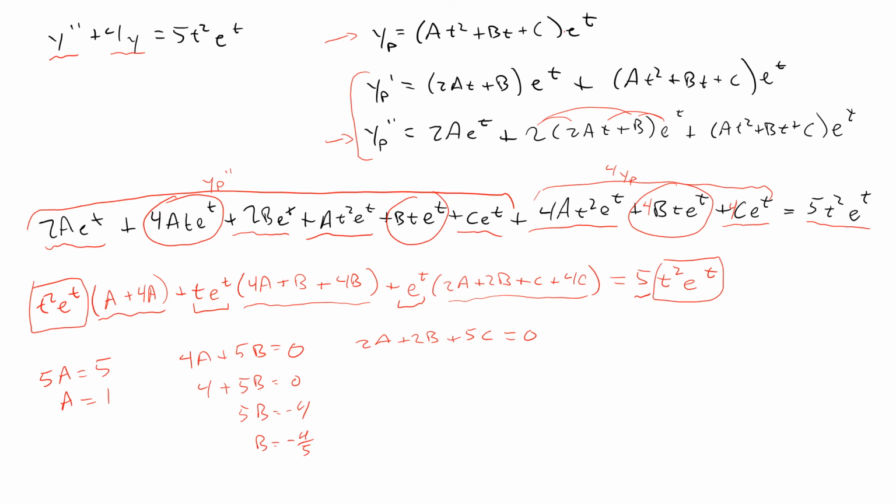Okay. If I plug in a is 1 and b is negative 4/5 to this last equation, I have 2 minus 8/5 plus 5c equals 0. And after some simple algebra, we get c equals negative 2 over 25.